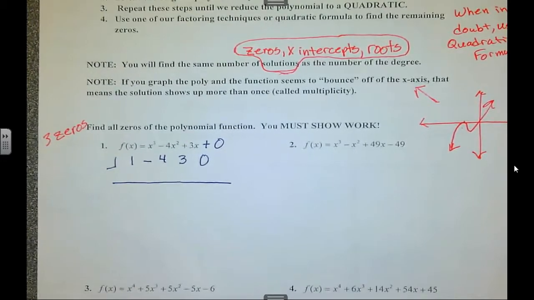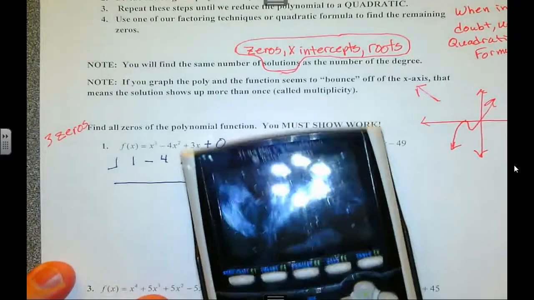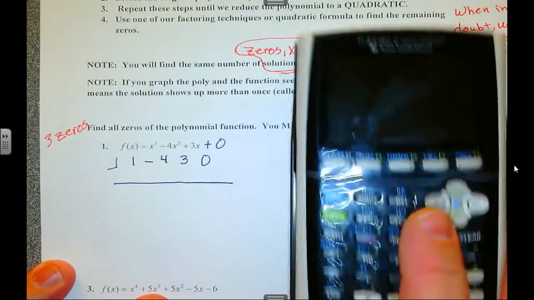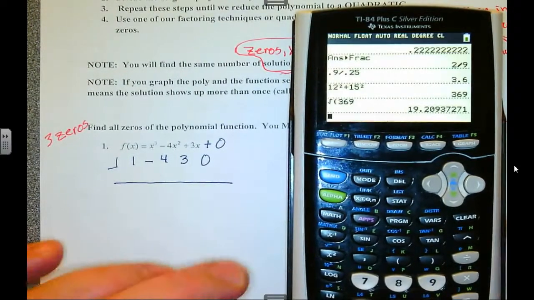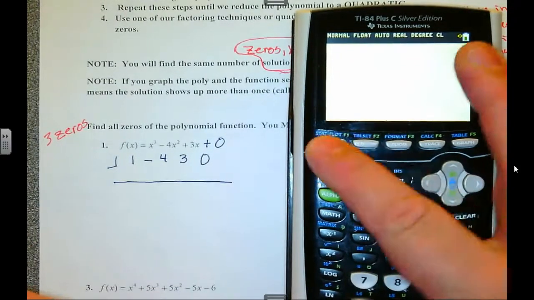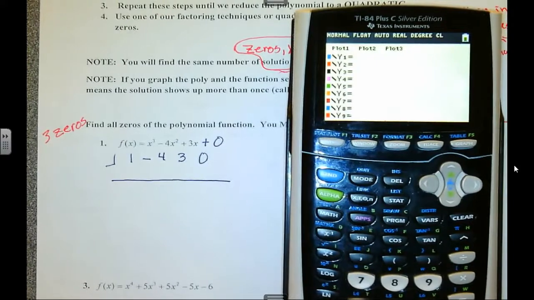Okay. Shh. So, Jacob's right. We need to find one of the roots or one of the zeros or solutions. So we're going to use our calculators to find an x-intercept, a root, a zero, or a solution, however you want to call it.